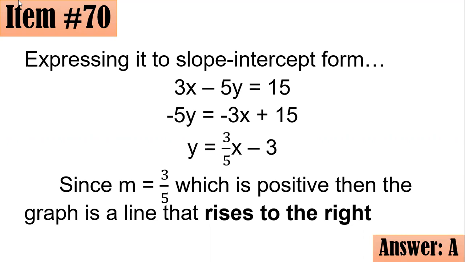So careful po. If the slope is positive, then the graph is a line that rises to the right. If the slope is negative, it's falling to the right. If the slope is 0, horizontal line po yan. If the slope is undefined, then vertical line po yung kanyang graph. So, letter A po yung ating tamang sagot. Okay, so now we know po. Thank you.